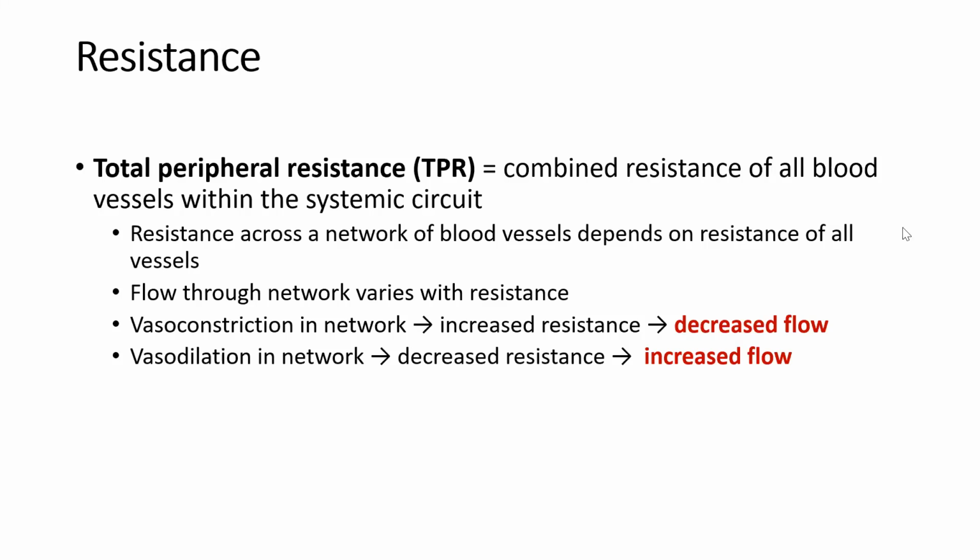Okay, so whereas we've been speaking about the resistance of one vessel being influenced by the radius of that one vessel, we can think about it more holistically, that the TPR is going to be influenced by the radius of all of the vessels that are seen throughout the systemic circulation. So if we increase the radius of the entire network, we're going to decrease the resistance of the entire network. And if we decrease the radius of the entire network, we're going to increase the resistance throughout that network.